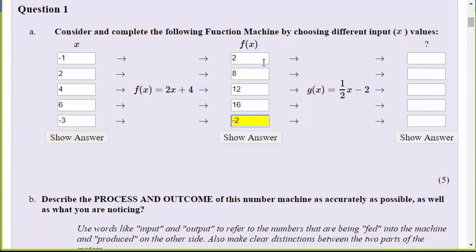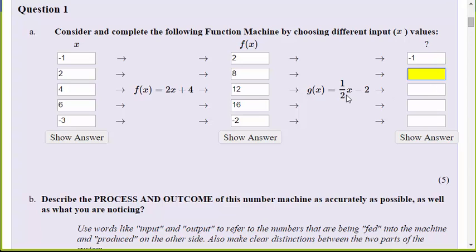Now what I want you to notice is that there's a next part. In the next part we have g(x), and g(x) is a different function, and this time what's going into g(x) is the f(x) values. So in other words, now I must take a 2 and put the 2 in here, not the original value but the value of 2. What answer do we get if we do that? It's a half times 2, which gives you 1. 1 minus 2 is -1.